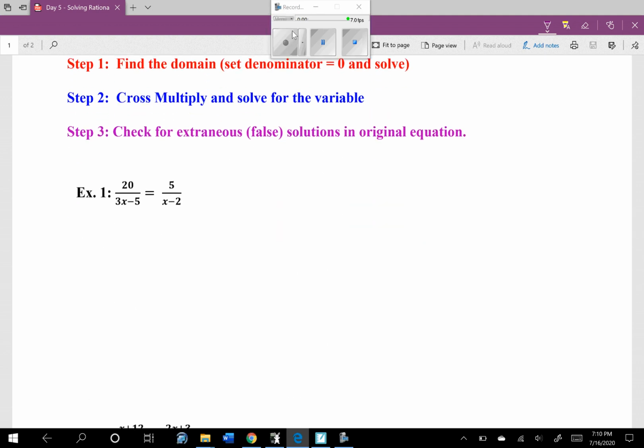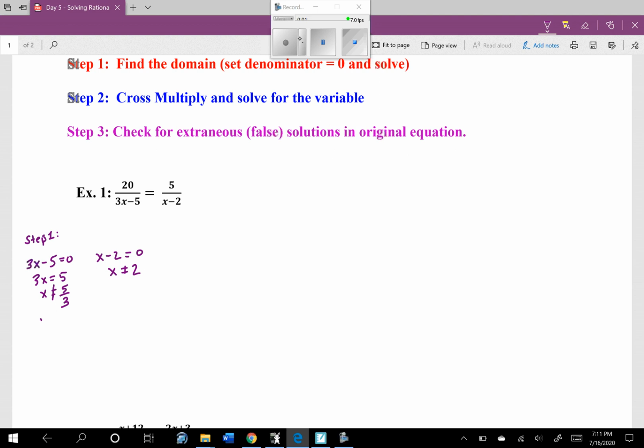So looking at this first example, first I'm going to find the domain. If I want to find the domain, I set the denominator equal to 0 and solve, because remember, we can't divide by 0. So that's why we set them equal to 0 to figure out what makes them 0. So here, when we solve, we get 3x equals 5, divide by 3, so x is equal to 5/3. So if what's in the denominator cannot be equal to 0, we would say x cannot be equal to 5/3. And over here, set equal to 0 and solve, so that means x cannot be equal to 2.